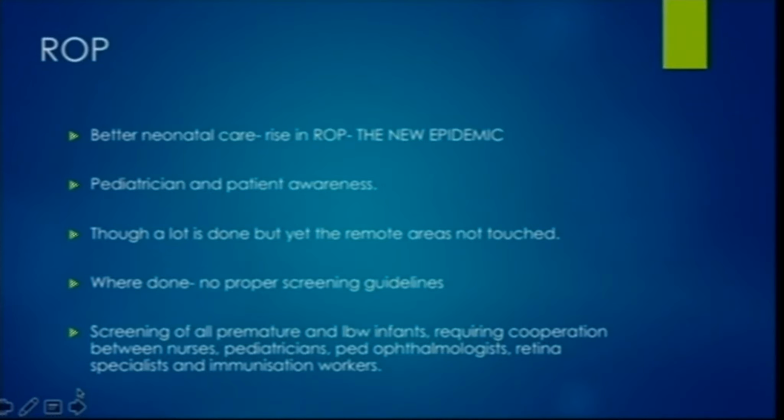So the pediatricians and the patients, nobody, not even a well-literate patient, knows that there is something called ROP when the child is premature. When they come to us for a checking, they ask us, why have we been sent here? Why did the pediatrician send us here? So nobody really knows much about the ROP. Though a lot is done by the KIDROP, many of the remote areas are not touched. The screening guidelines had been put forth in 2000, and after that the screening guidelines have not been revised till 2018.